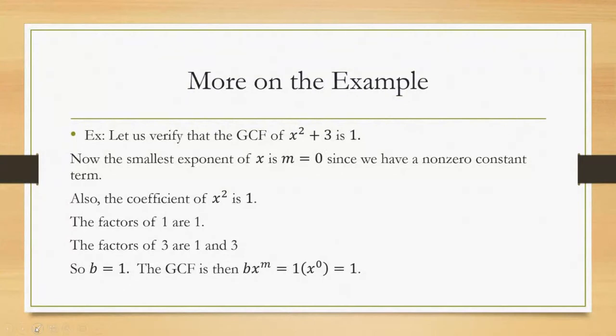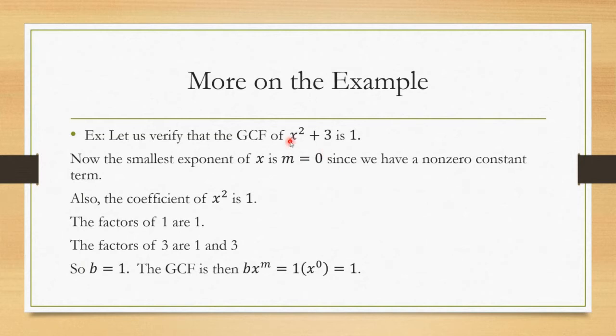Okay, well, first notice that since there's a non-zero constant term, meaning there's a term with no variables in it, the smallest exponent of x, we can take it to be 0. We can take m to be 0. I mean, again, that's not really precise. We just say that the GCF doesn't have x in it. But you could take m to be 0 here with me.